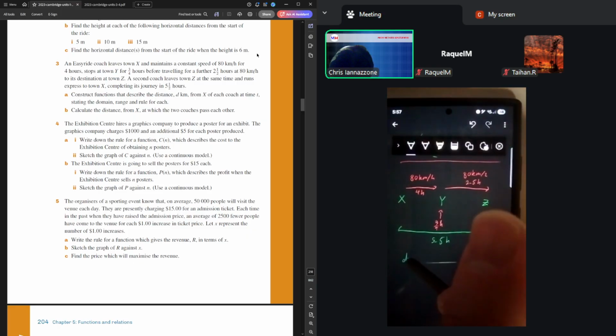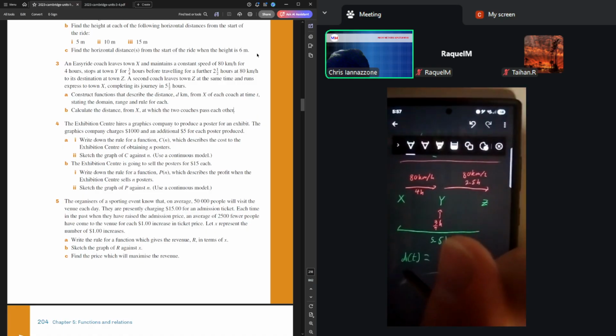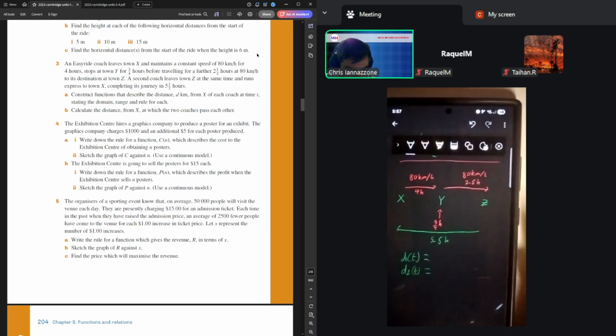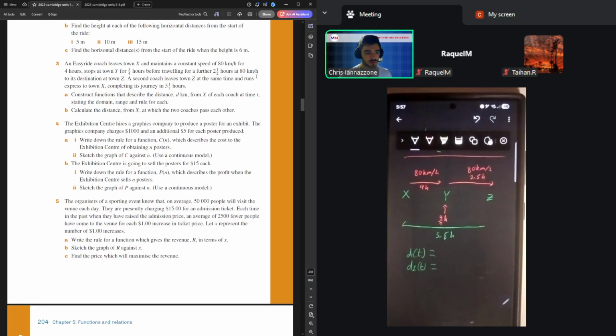So we have 2 functions. D at T, so D1 of T and D2 of T. Those are the 2 things we want to have here, and that's where we're at currently. I won't say much more. Let's have a think for now and see if we can come up with any ideas.